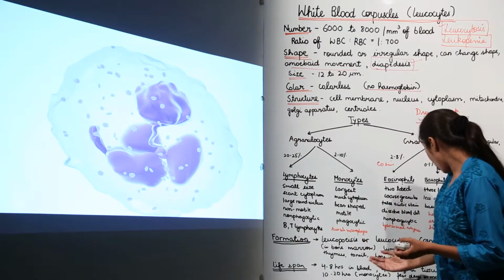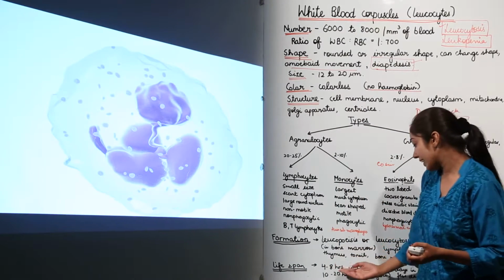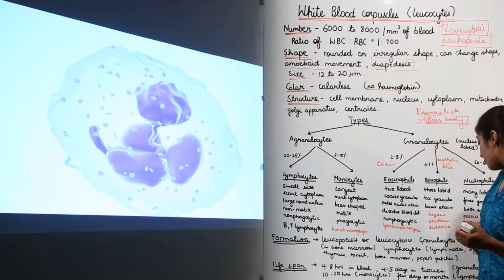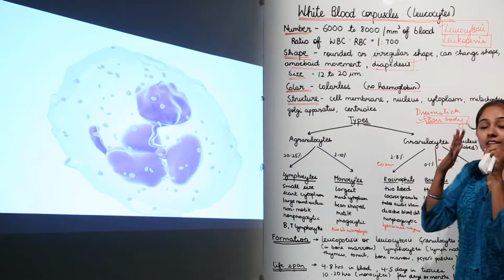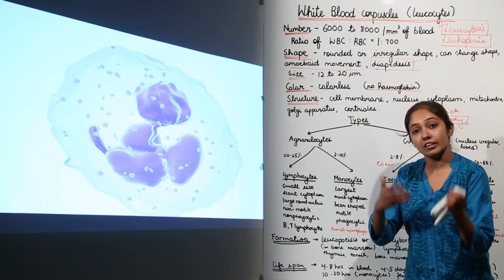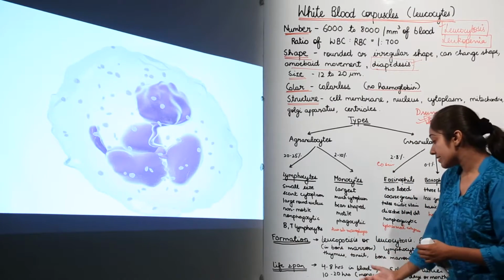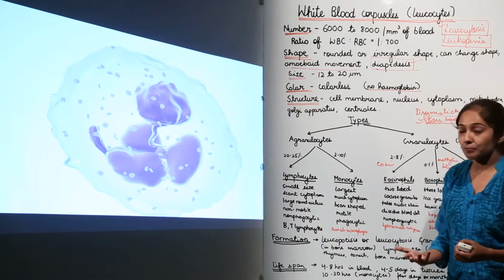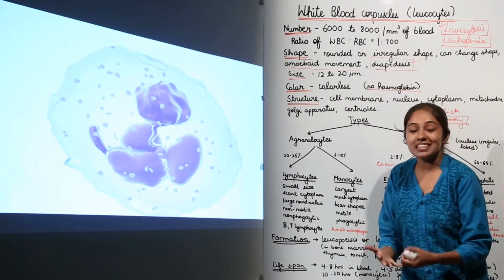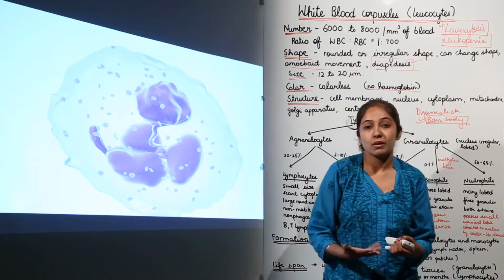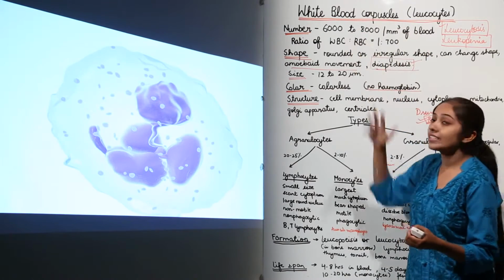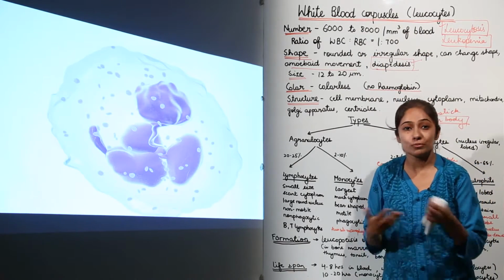Then the lifespan of granulocytes is around 4 to 8 hours in the blood, while 4 to 5 days in the tissues. And if we talk about lymphocytes, then the lifespan actually varies from a few days to a few months or a year in fact. And the monocytes survive for 10 to 20 hours. So when the WBC count is increasing, this means you are suffering from some infection, maybe a bacterial infection or a viral infection. So WBC count is actually helpful in diagnosis of diseases such as typhoid, tuberculosis.